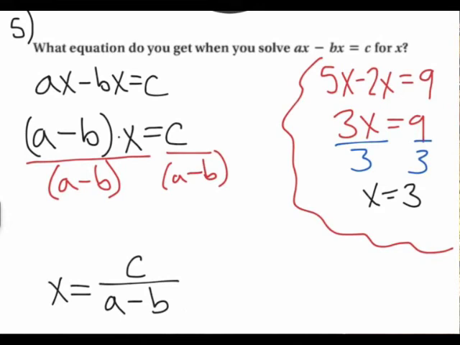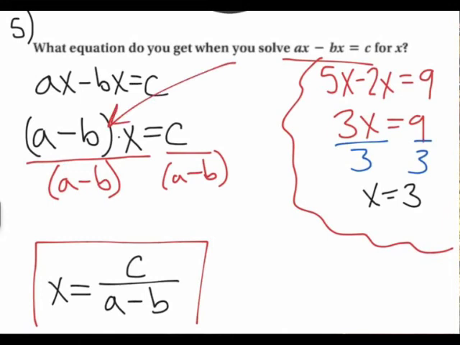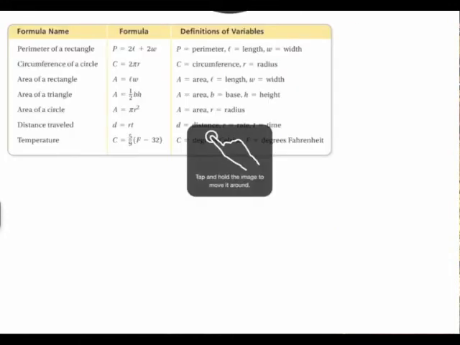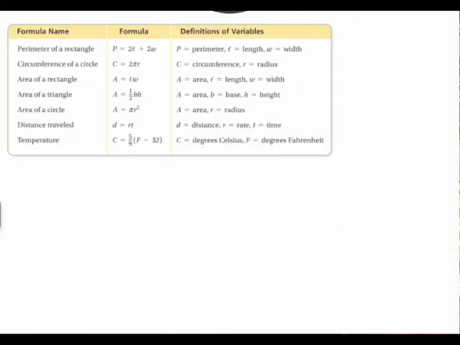Okay? So this is how you solve an equation like this, where the unknown x that you're trying to solve for is in multiple places. You use the reverse distributive property. Okay? All right, let's look at one last type of problem here.